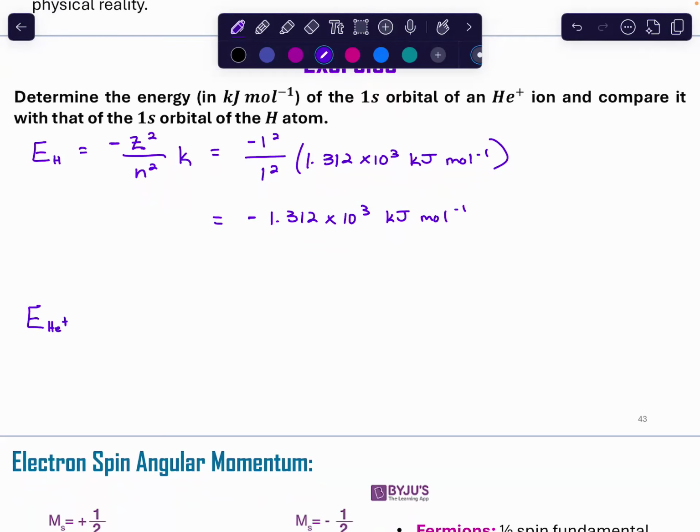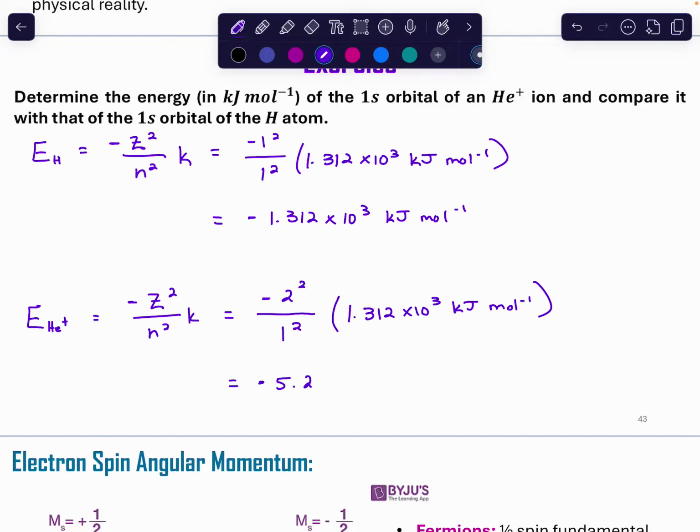So now let's look at the energy of the He plus ion. Negative Z squared over n squared times k. For helium, Z is 2, and it's going to be over 1 squared, times 1.312 times 10 to the third kilojoules per mole. And this should come out to be about a negative 5.248 times 10 to the third kilojoules per mole.